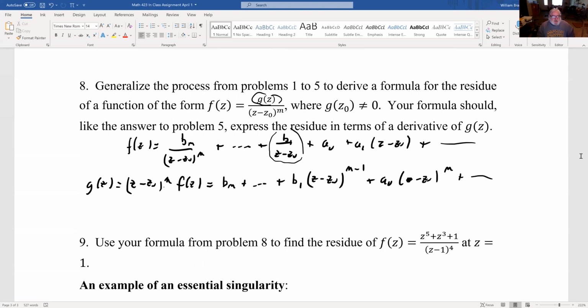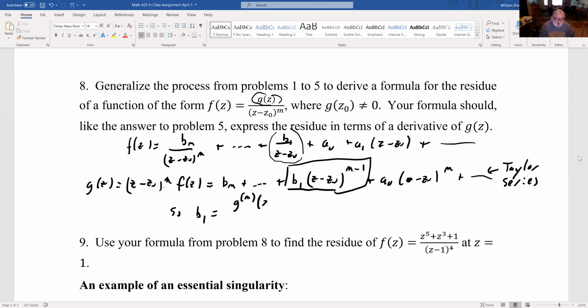And so we can just consider it as being analytic in a disk centered around z0. You remove the singularity, and you get a function that's analytic in the disk around z0. So this is a Taylor series for g centered at z naught. And so b1 is the coefficient of the m minus 1 term. So b1 is the m minus 1th derivative of g at z0, over m minus 1 factorial.